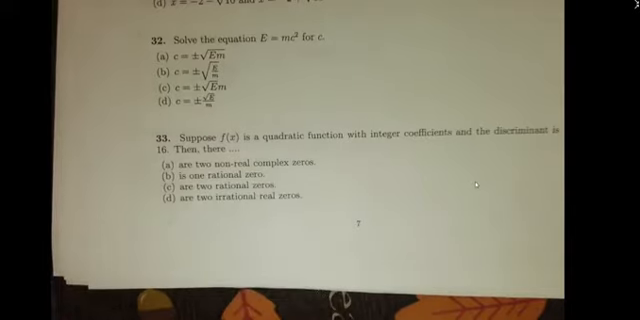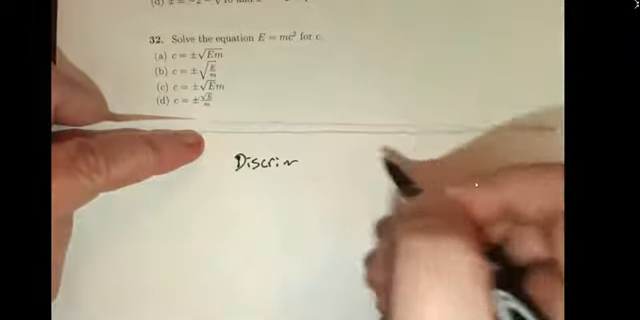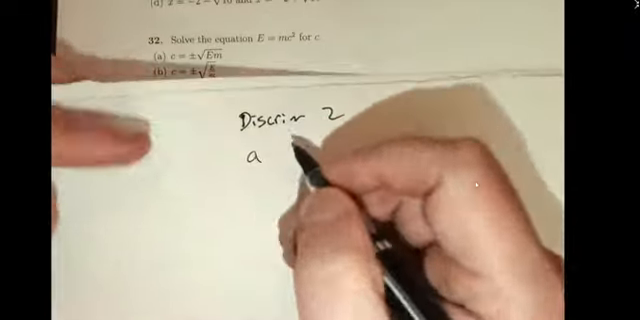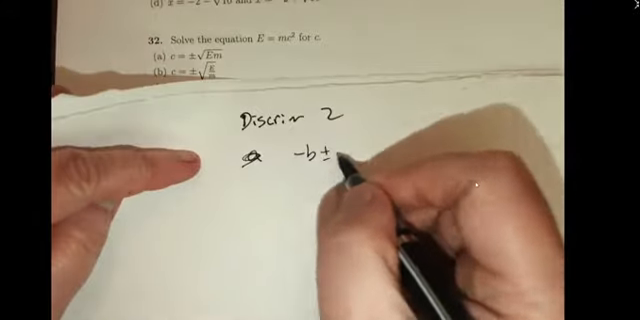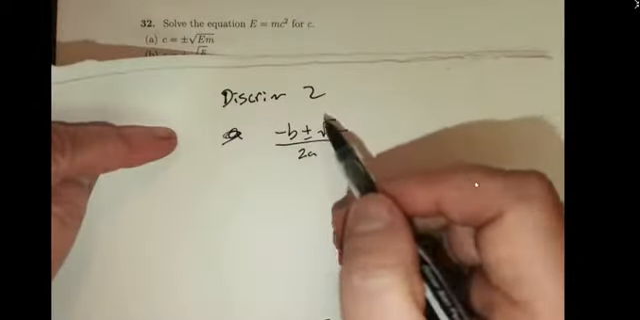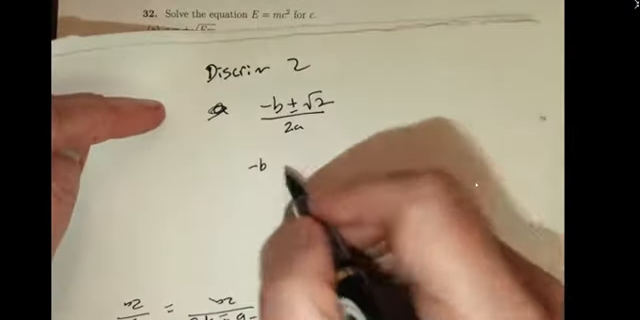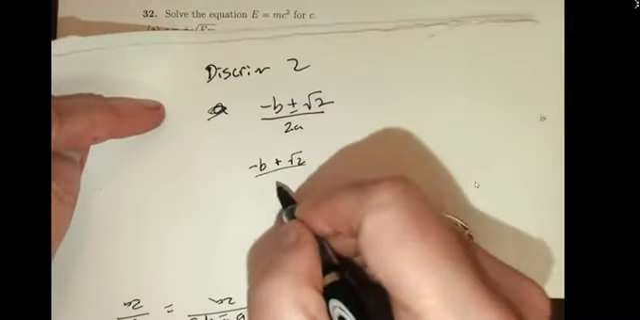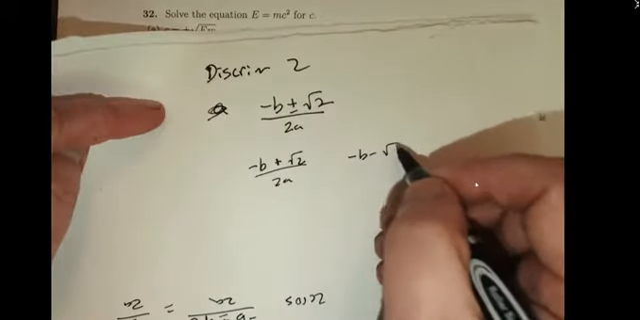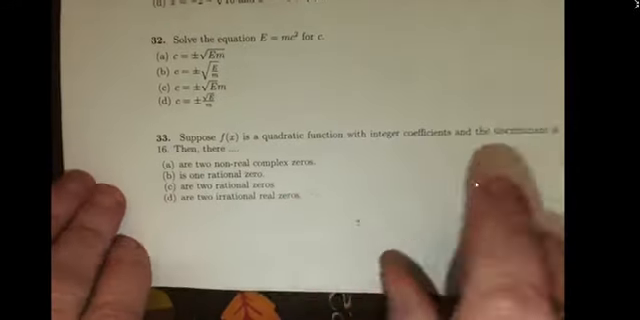Two irrational real zeros, that would have been if the discriminant was a positive number, but unlike 16, it was not a perfect square. So I don't know, if the discriminant is 2, then I would have had negative b plus or minus the square root of 2 all over 2a. And the square root of 2 is irrational. So I would have had two irrational real zeros. Okay, so two irrational real zeros.